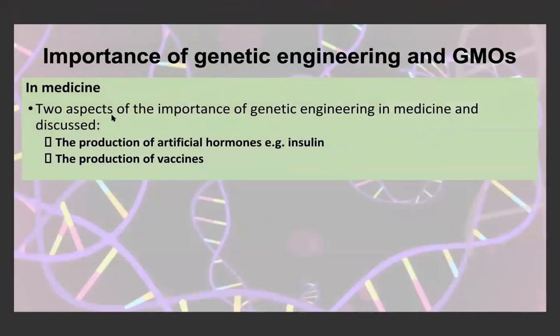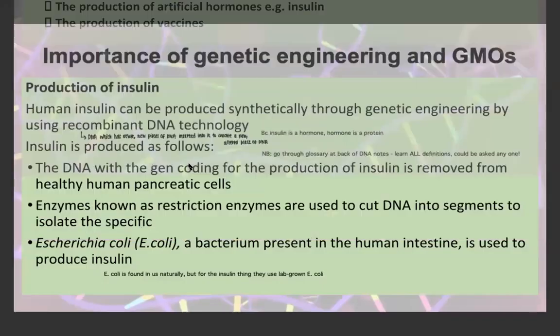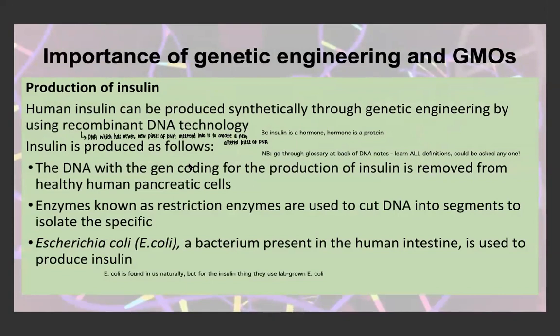In medicine, I'll discuss two aspects of genetic engineering. Firstly, the production of artificial hormones such as insulin using genetic engineering, and secondly, the production of vaccines. So to produce a hormone such as insulin, we can actually produce human insulin synthetically through genetic engineering using recombinant DNA technology. Recombinant DNA is DNA that has other or new pieces of DNA inserted in it to create a new altered piece of DNA. And we can do this because insulin is a hormone and hormones are proteins. So we can get the gene that codes for the production of insulin. This is how we do it.